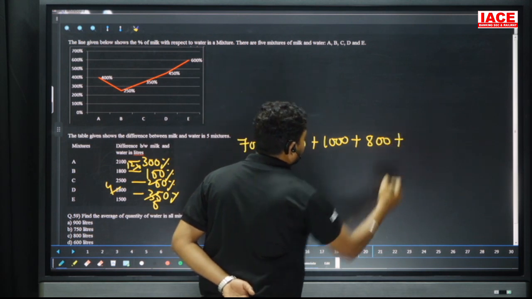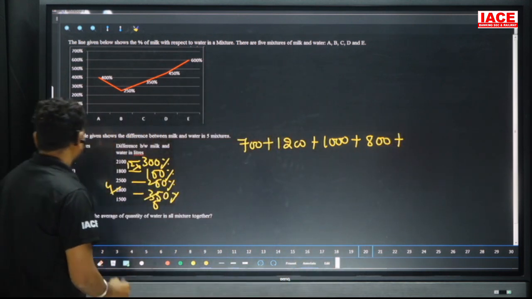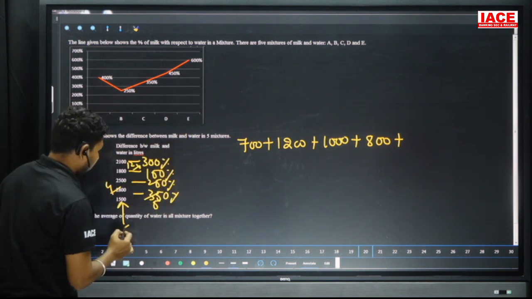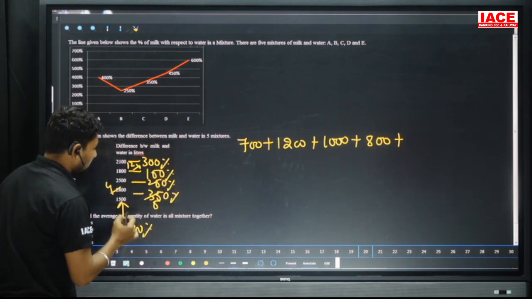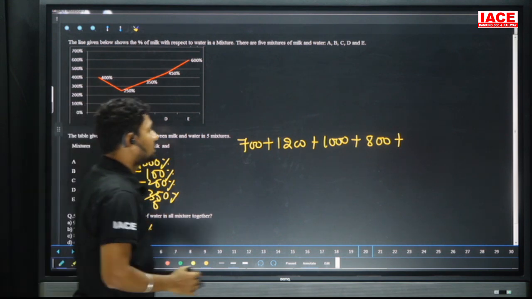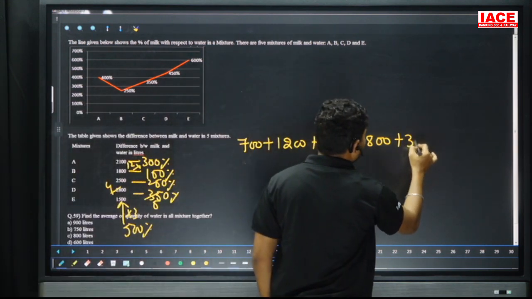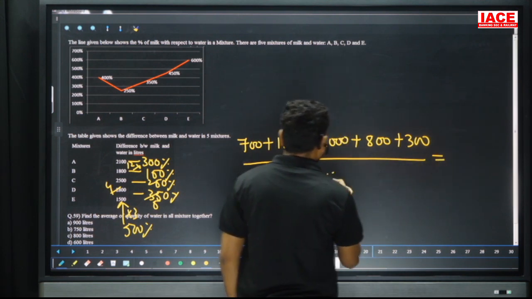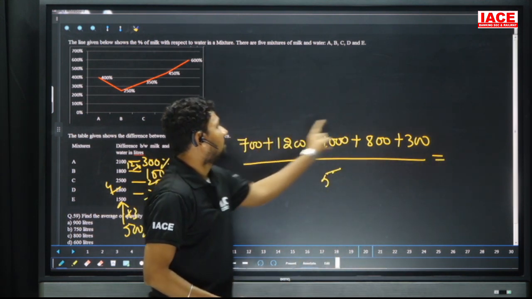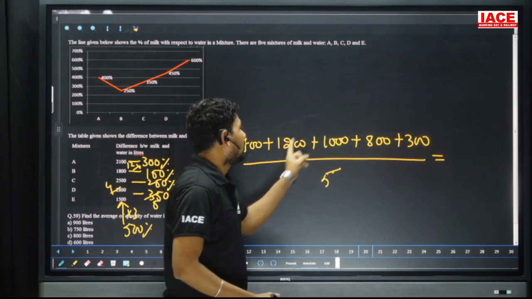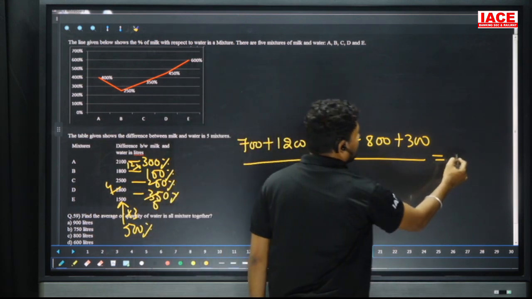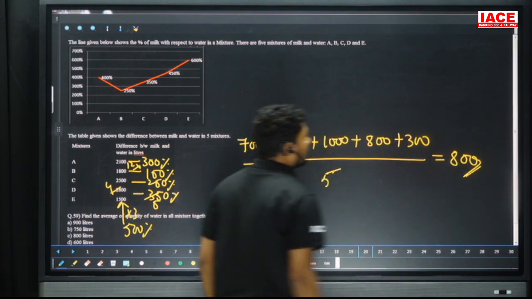800 liters. Plus the next value is 600, which is 500 percent. 500 percent into 3, here also 100 percent into 3, is equal to how many liters? 300. So by 5, we should divide by 5 here. 700 plus 300 is 1000, 1200 plus 800 is 2000, 2000 plus 1000 is 4000. 4000 by 5 is equal to 800.